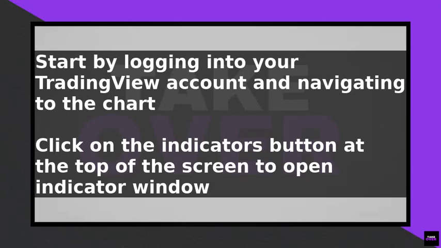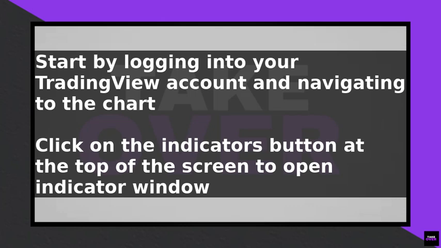To add an indicator on TradingView, start by logging into your account and navigating to the chart where you want to add the indicator. Click on the Indicators button at the top of the screen, which looks like a small chart icon. This will open up the indicator window where you can browse through various categories of indicators.